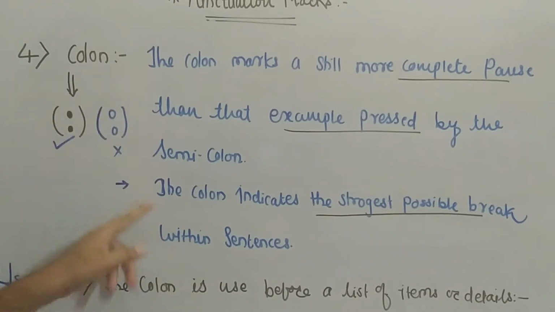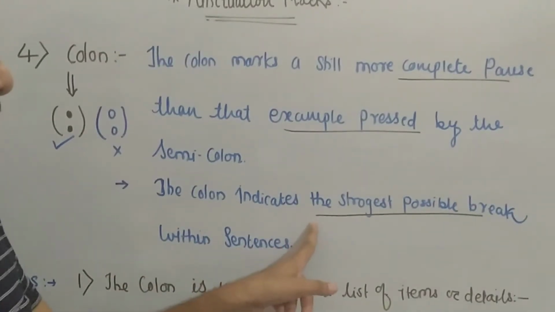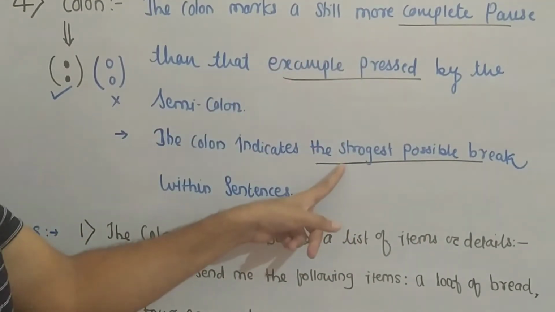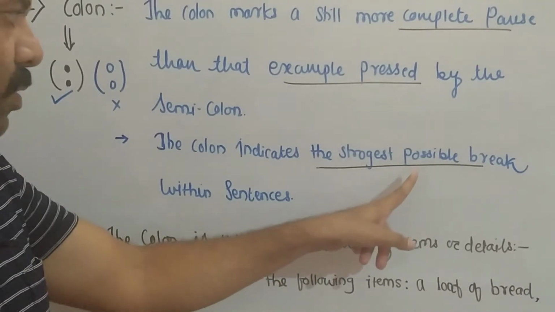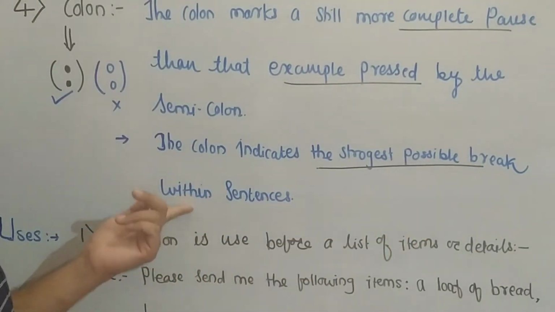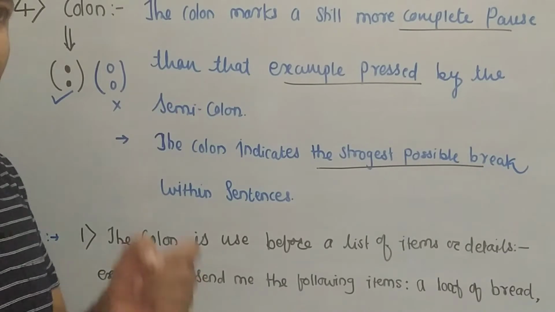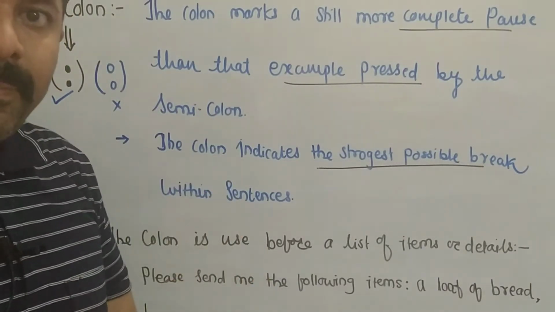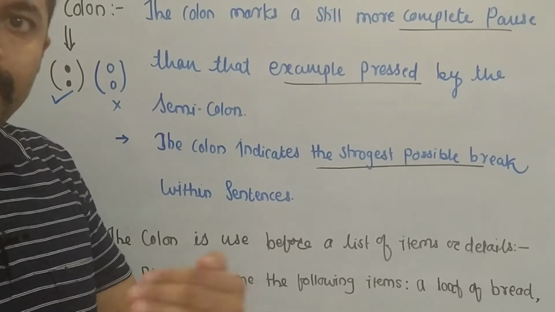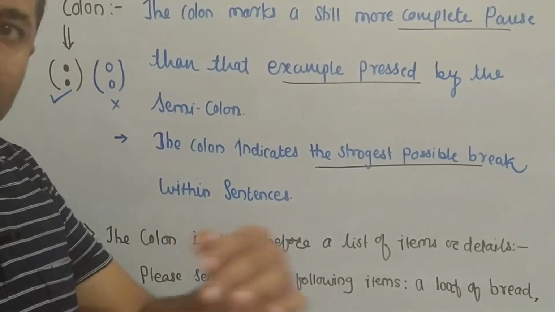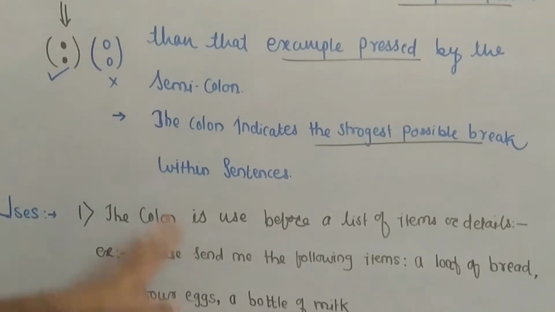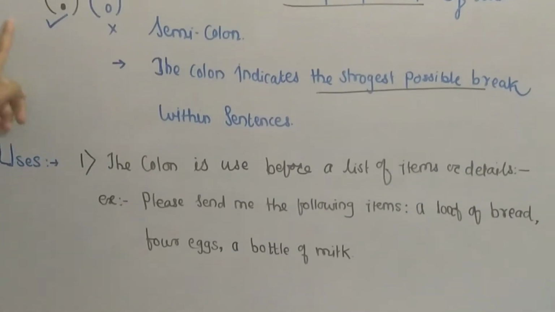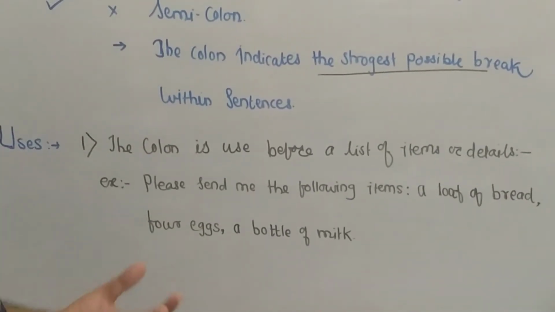possibility. Now you see, the colon indicates the strongest possible break within the sentence. We give in a sentence a proper pause, a proper break, and it should be the strongest. Now see the example. Now we come to know what the uses of the colon are, and how to use the colon.